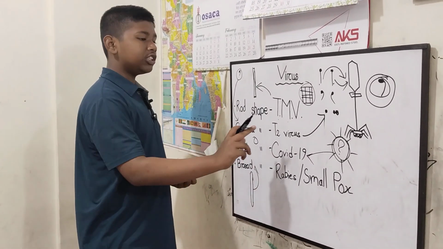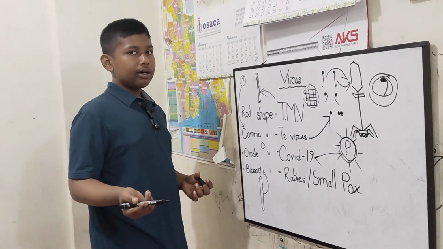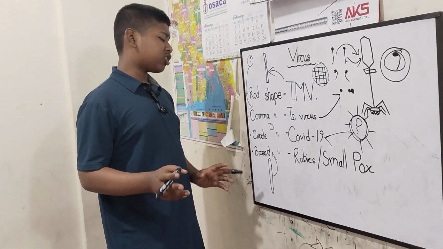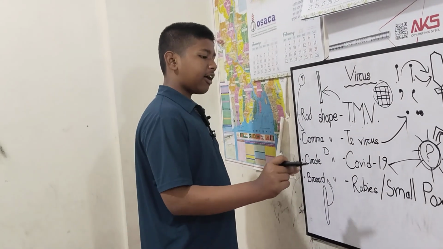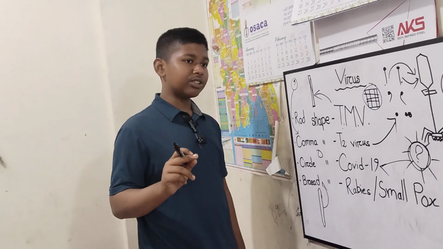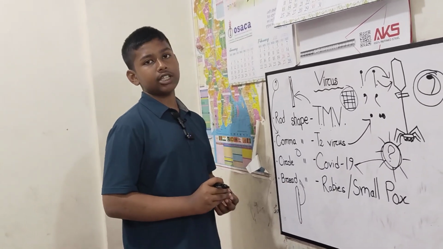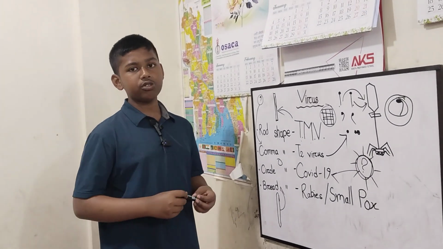Then we have a comma, T2 virus. We know it. It is actually an antibiotic virus. Virus have biotics, antibiotics, doesn't matter. Circle shaped virus, COVID-19 is the most deadliest virus, second deadliest because we have a first. Bread virus, rabies, and smallpox, contagious virus. That is all that you need to know. Thank you for watching.